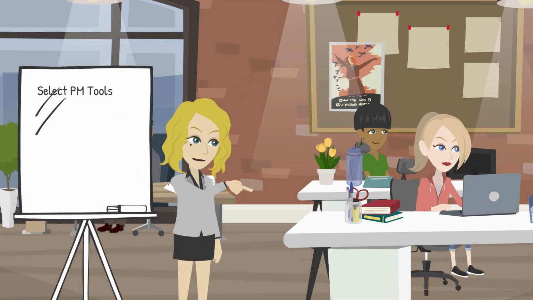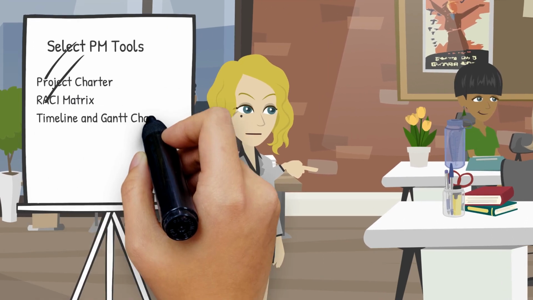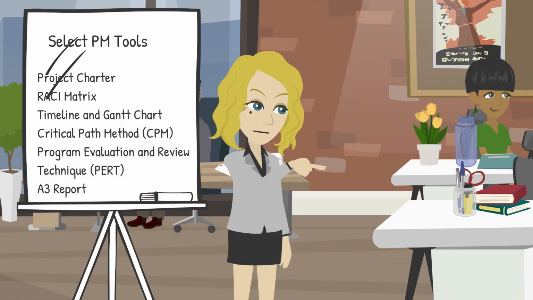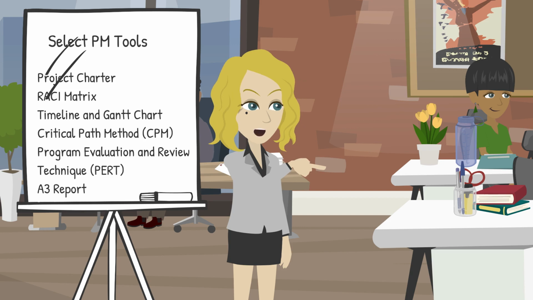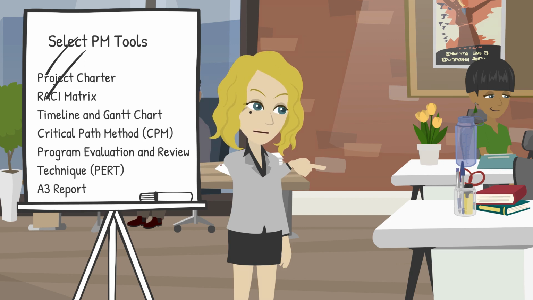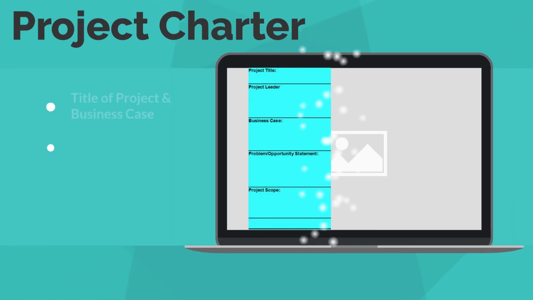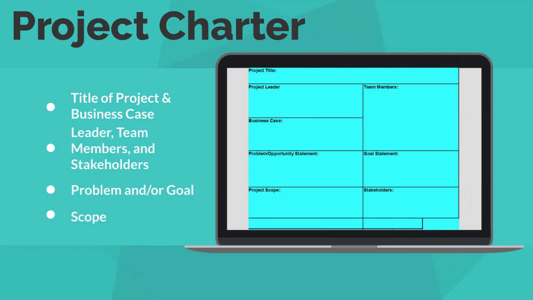Let's talk about some basic project management tools, including a project charter, RACI Matrix, timeline and Gantt chart, critical path method known as CPM, and program evaluation and review technique known as PERT. Finally, we'll talk about an A3 report. First, let's talk about a project charter. There are many types of project charters, but let's focus on what's typically included. Project charters will include the title of the project, the business case for the project, the project leader, who the team members are, the stakeholders, the problem and/or the goal of the project, and the scope. Your organization might have specific charter templates depending on the type of project.